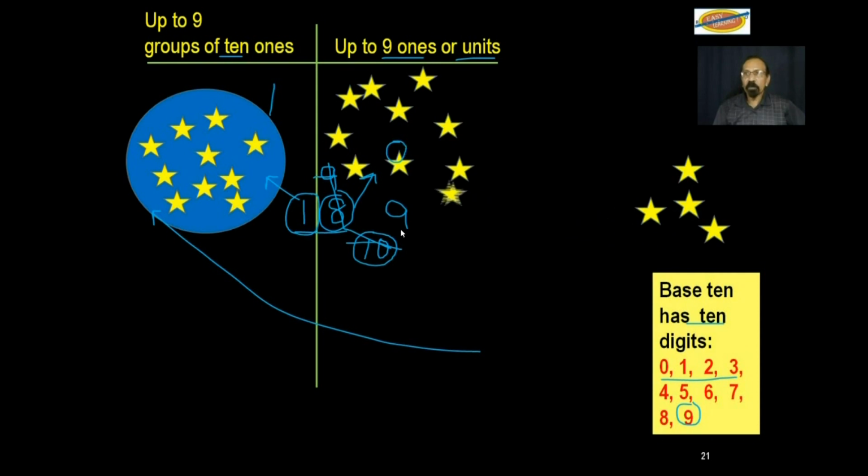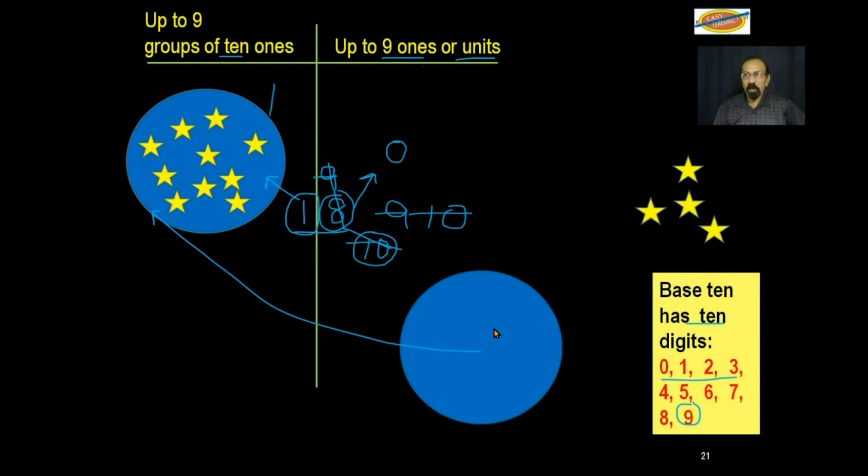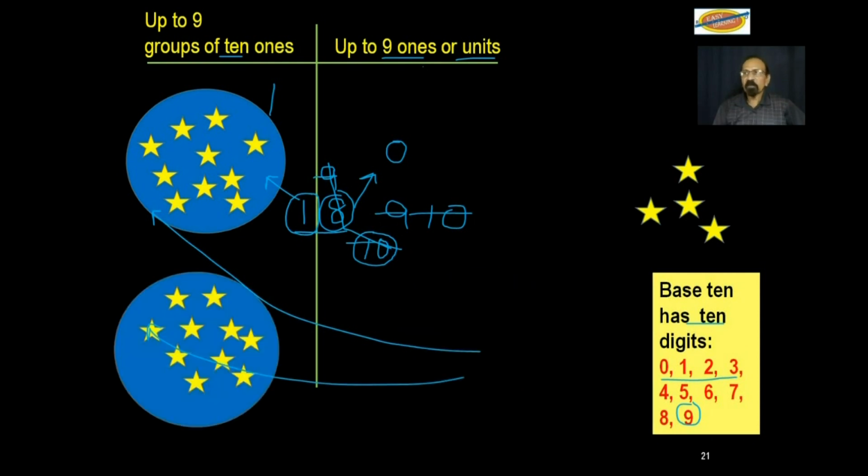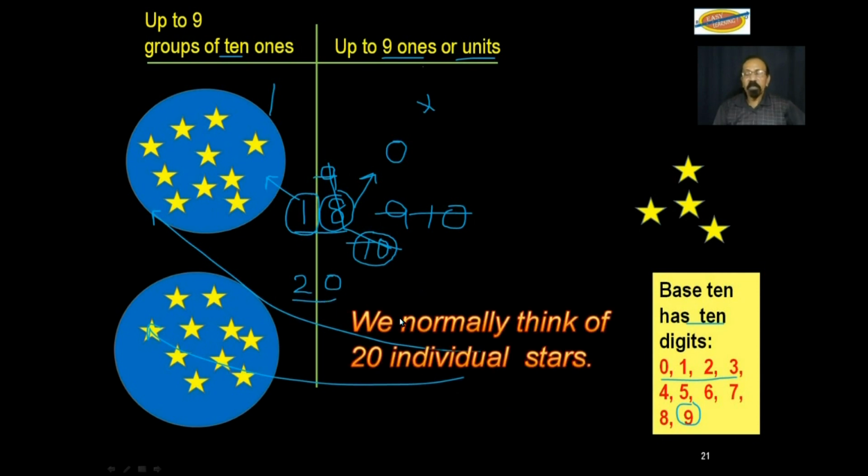If we add one more, we create a similar problem that we had just now. We cannot write 10 here. So we have to get rid of that 10, put all those 10 stars in another group here, and move them over to this side. So what we now have is two groups of 10 and no star on this side, no star here. So when we write 20, we normally don't think that we have two groups of 10 and zero single stars.